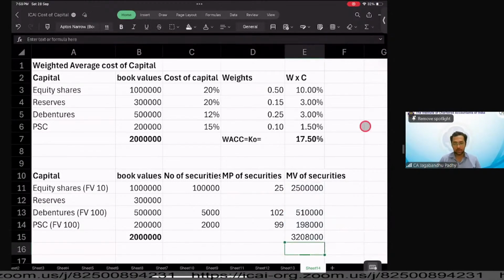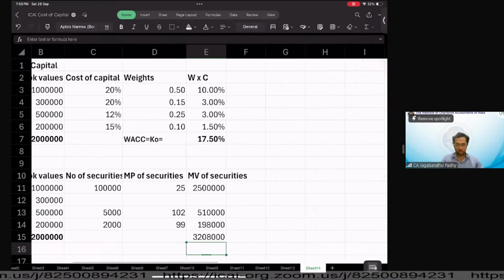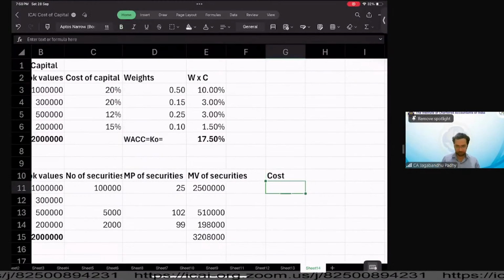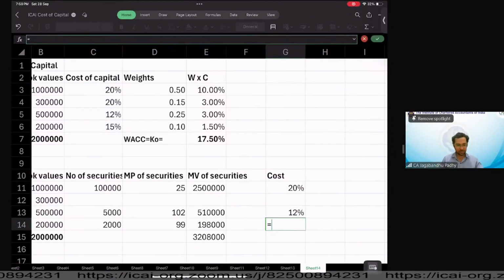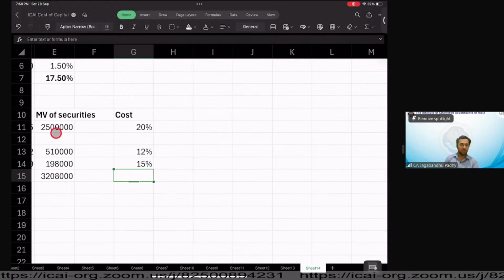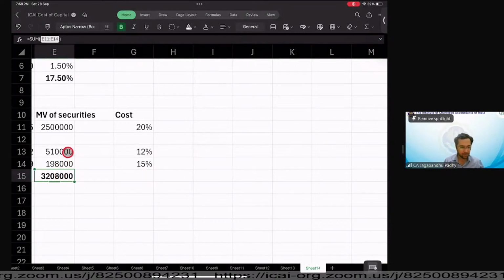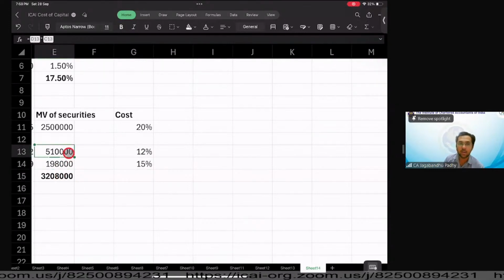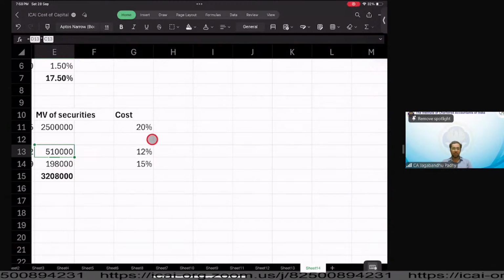Just as we took cost wise, this was 20%. The debentures were asking for 12% and preference shares were asking for 15%. So from an overall market perspective, equity shareholders with their 25 lakh investment are expecting a return of 20%. Then debenture holders with their 5 lakh 10,000 investment are expecting a return of 12%. The preference shareholders with their investment of 1,98,000 are expecting a return of 15%.